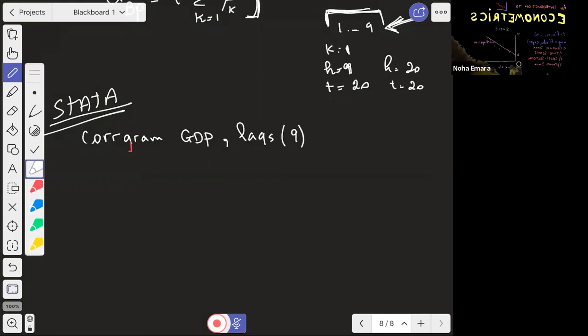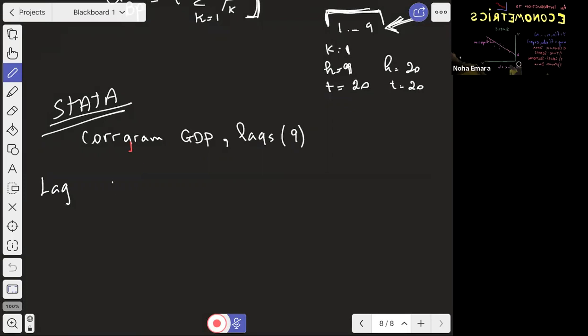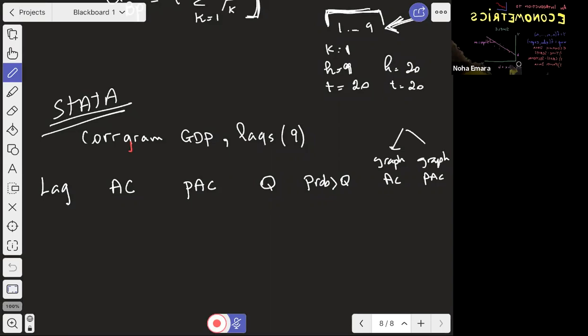So you will get an output like this. The first would be lag. Second, results for autocorrelation. Third, results for the partial autocorrelation. Fourth, the Q test, which is the Box-Pierce test. Then the probability of the Q test. And then, optionally, you have a graphical representation of the autocorrelation and a graphical representation of the partial autocorrelation. So these are just two graphs, which are graphical representations of this and this.